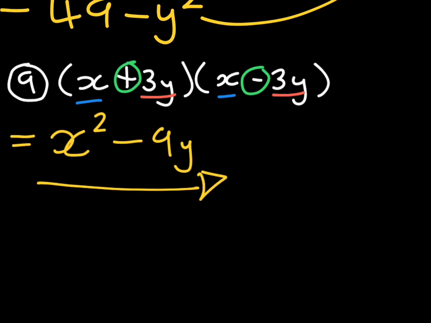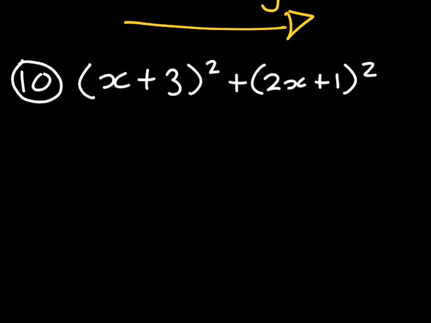If you're unsure about how or when to use this rule, don't worry, you can still use the original FOIL method, where you multiply the first terms and then the outer terms and the inners and the lasts, and you'll still arrive at the same answer. This is just a little bit of a shortcut when you've got a difference of two squares.